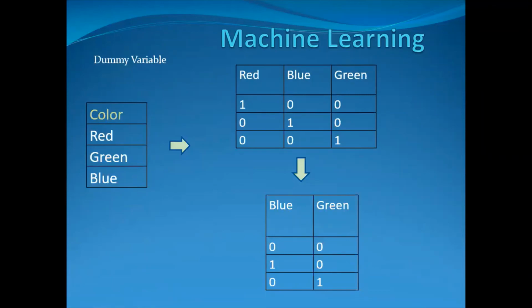So we convert it into binary values like 100, 010, 001. Apart from that, something we do is we drop one of the columns because two columns are enough to predict the third column. So we remove the unnecessary column.